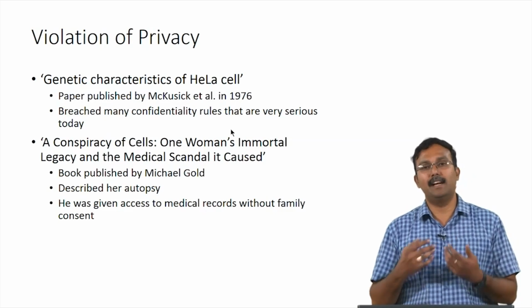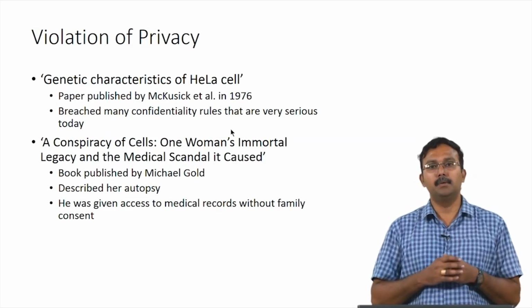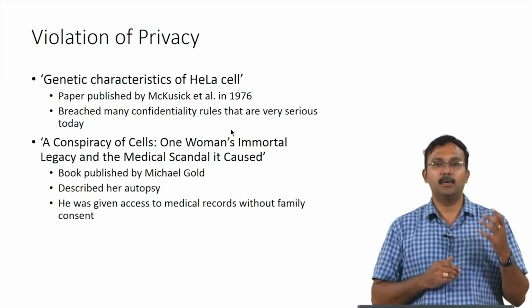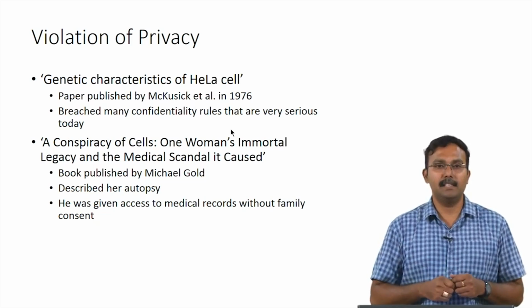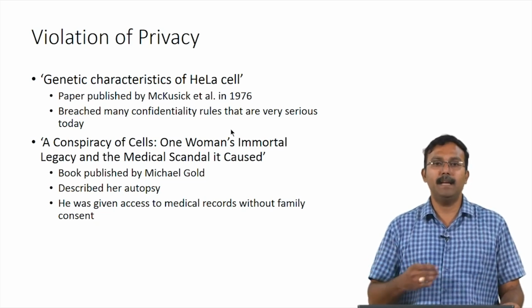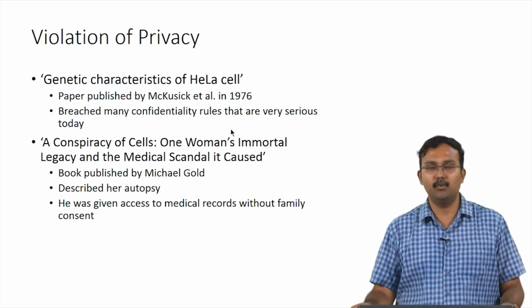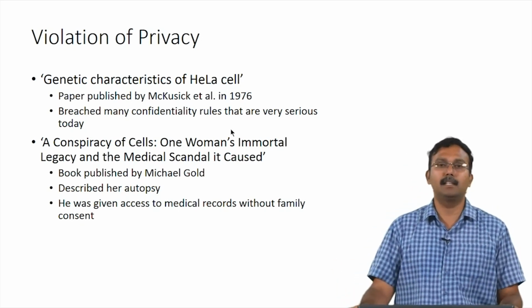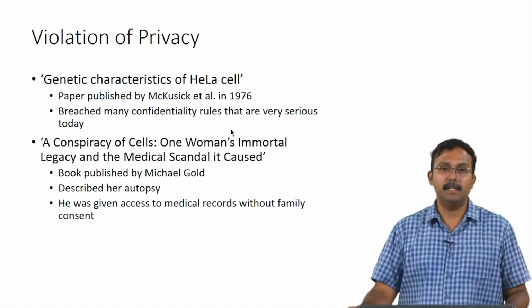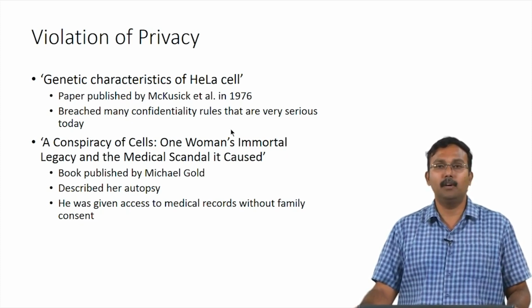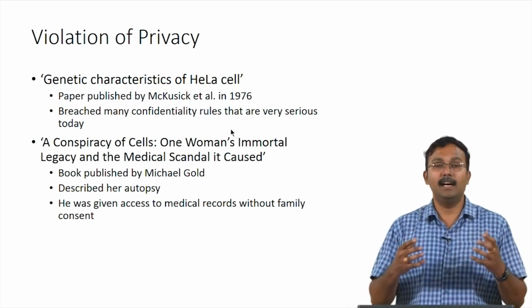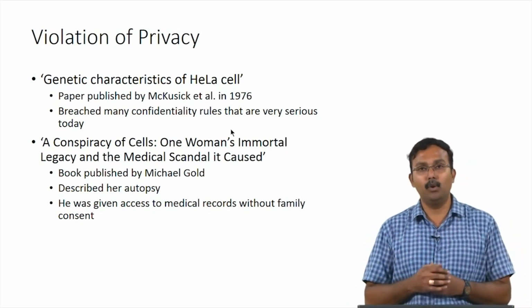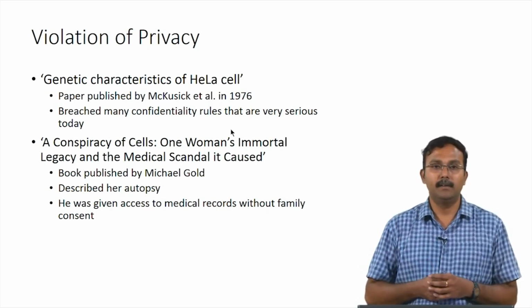There has been significant violation of privacy. So, in 1976, there was a paper published titled Genetic Characteristics of HeLa Cells. This actually breached many confidentiality rules that are very serious today. However, 43 years back it was not that big a deal and people published it, and this was private information which should not have been revealed. Had there been informed consent, then Henrietta Lacks and her family would have had control over what was actually being revealed.